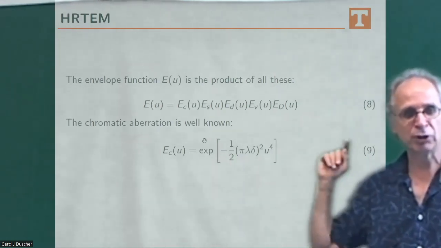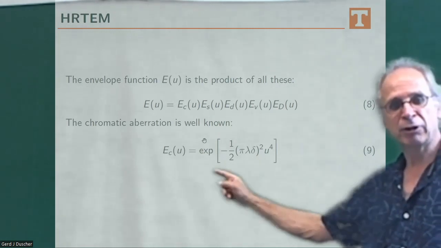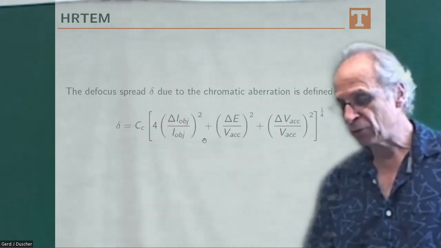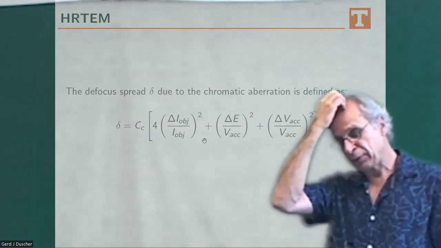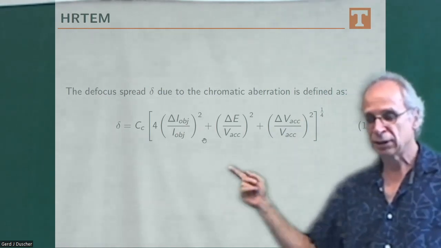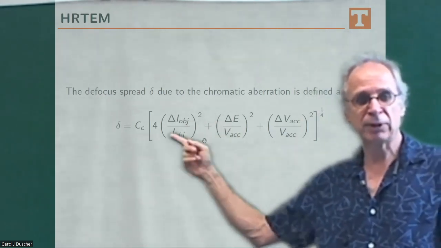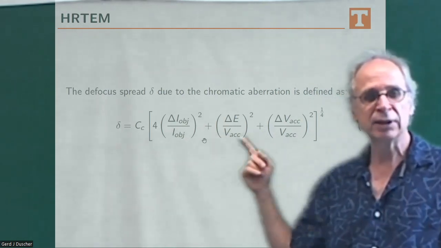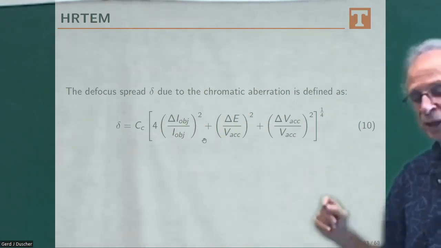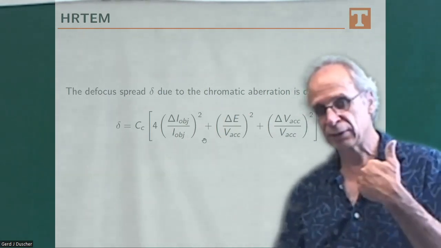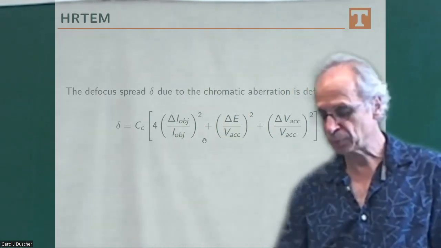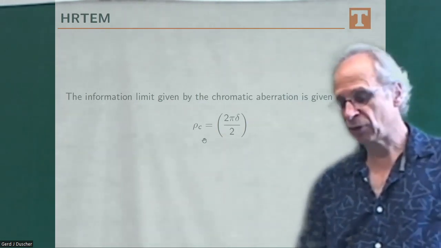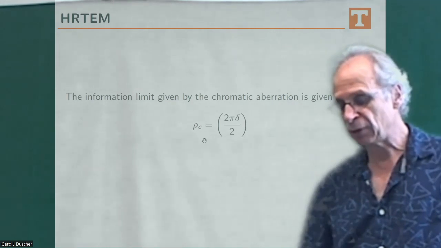And mathematically, it's just a multiplication, and the chromatic aberration is actually the focus value for us, or the focus spread. So the focus spread can directly be associated with that, and so we also have one that depends on the intensity or the current in the objective lens, so how strongly you excite it, the energy distribution, and then whatever energy distribution you get from the instabilities of your acceleration voltage. All of that can be measured. And then you can, of course, calculate your information limit that is given by that.